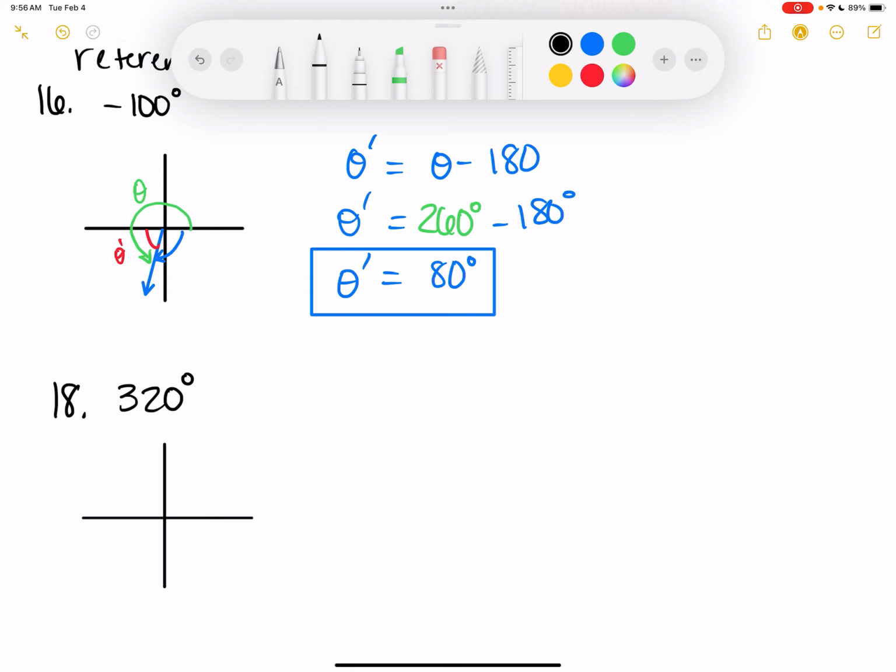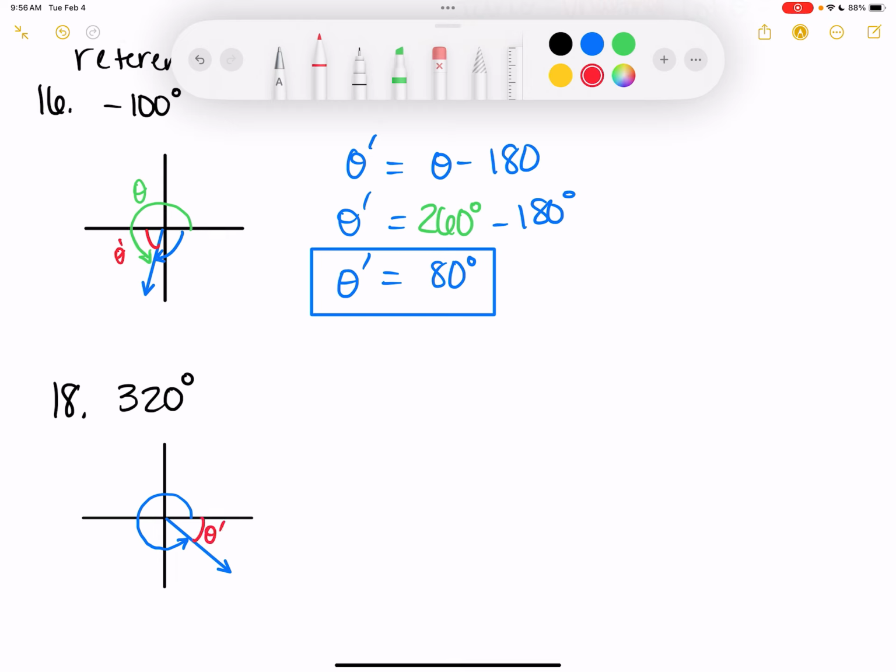Next angle is 320 degrees. 90, 180, 270. My graph was tilted. I know that in this case I'm going around because it's positive. 270, so I need to go 50 past that. So there's my angle. And then theta prime is the closest to the x-axis. Does theta prime also have to be positive? Yes, because it's a reference angle.